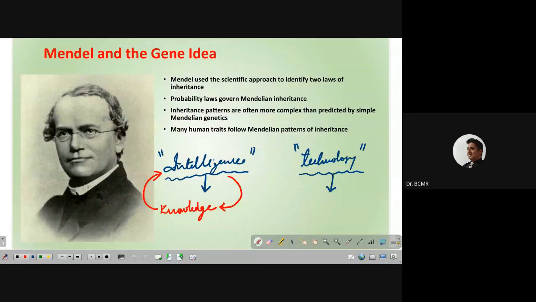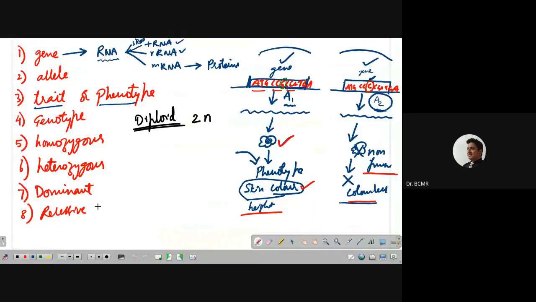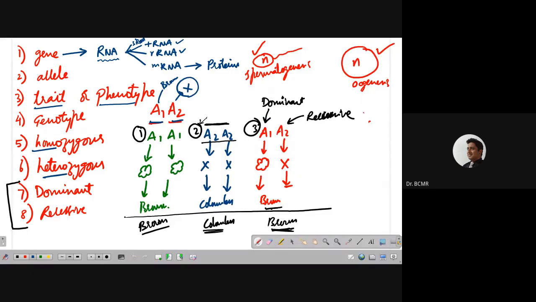So we did learn about Mendel, and we learned some of the terms: a gene, what is an allele, a trait, what is genotype, and what is a phenotype, homozygous and heterozygous, what is dominant and recessive. We also have seen some of the things about what color would happen. I think we also had a discussion about dominant and recessive.